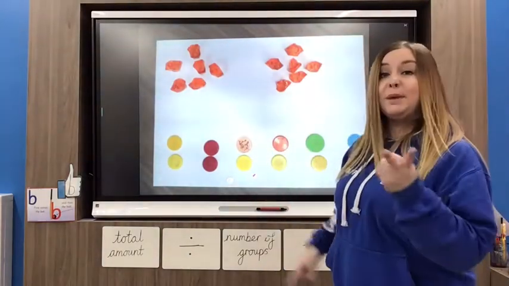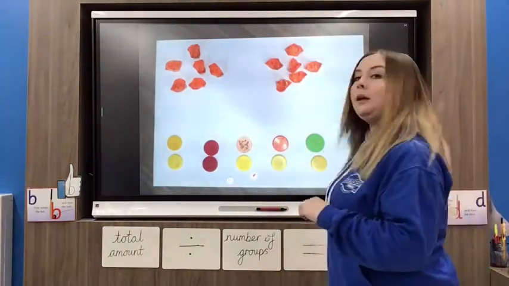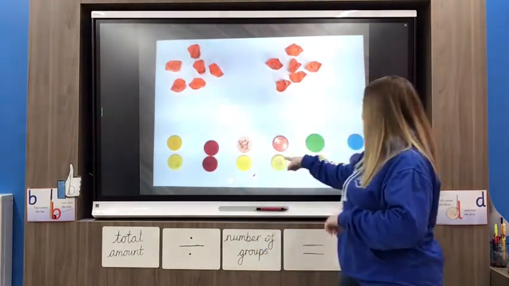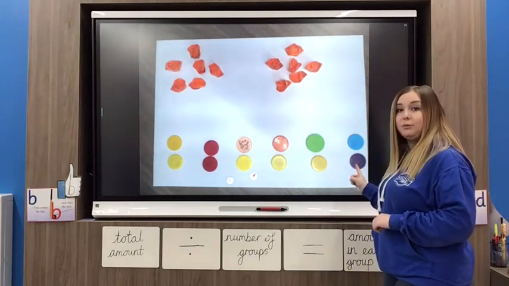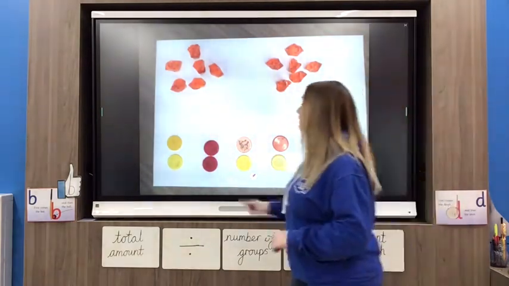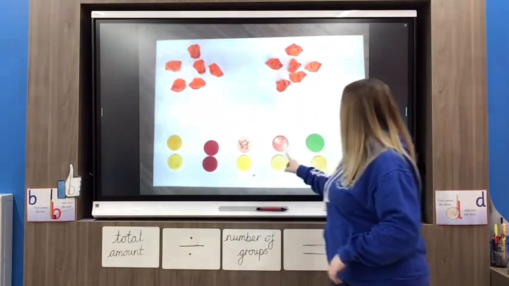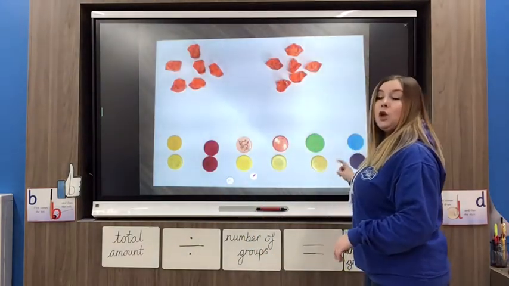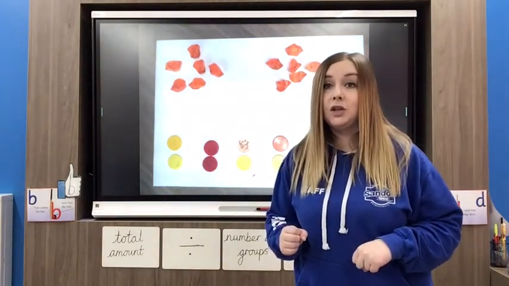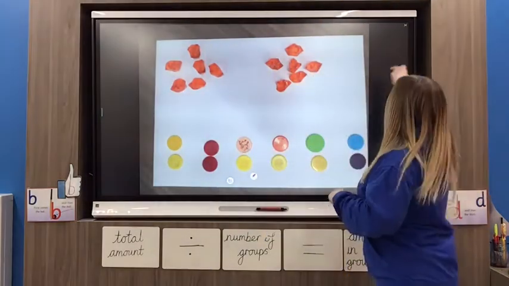But if I swap the 6 and the 2 around, here I've got 1, 2, 3, 4, 5, 6 groups of 2. And let's see if we still get the answer 12. 2, 4, 6, 8, 10, 12. So we can swap those first 2 numbers around in our multiplication facts, okay?